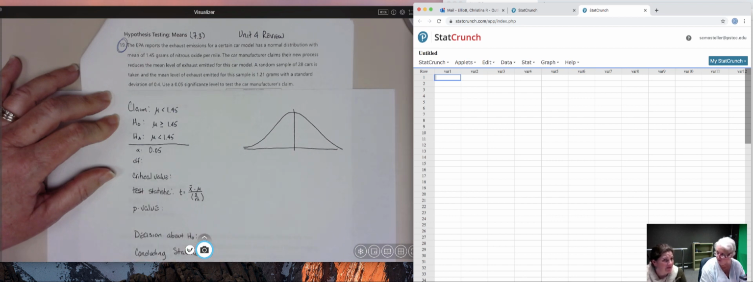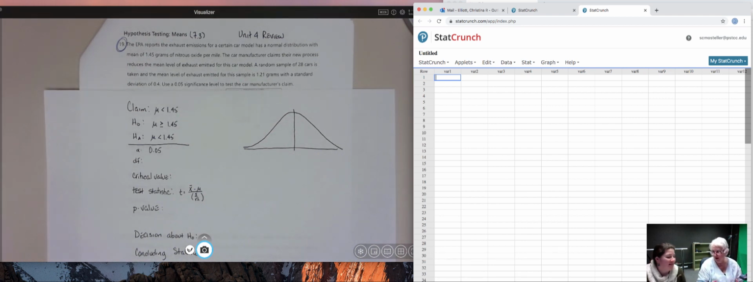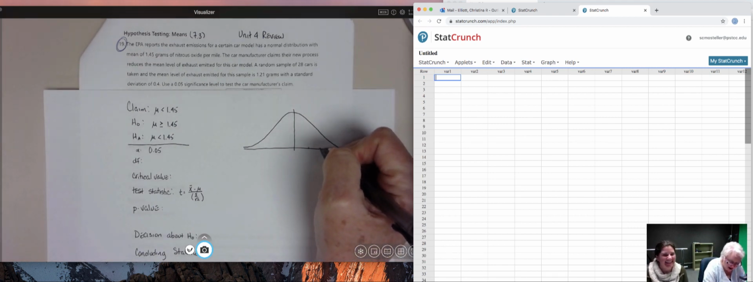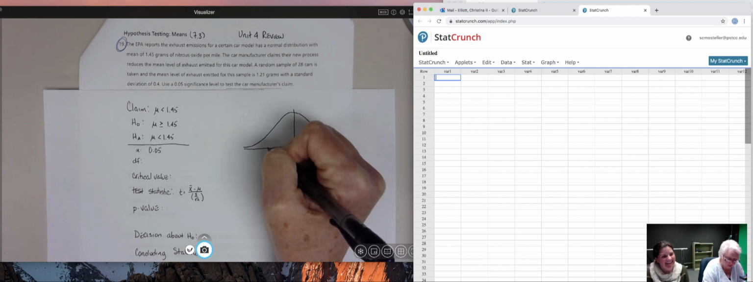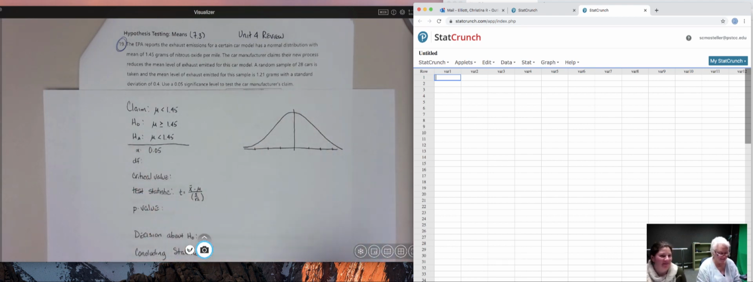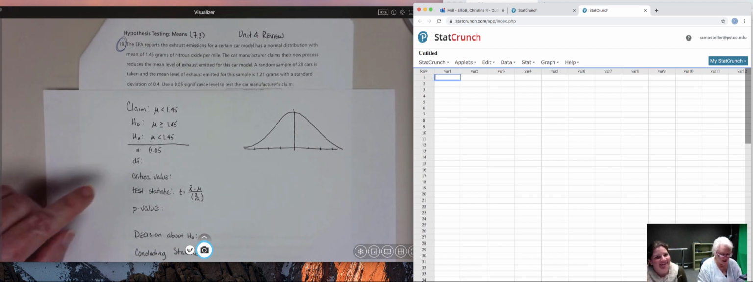To find my critical value, I want to kind of know where the line goes. So we're going to find a critical value first, so that I can draw the line that will separate the shaded rejection region from the rest of it and make the graph accurate.